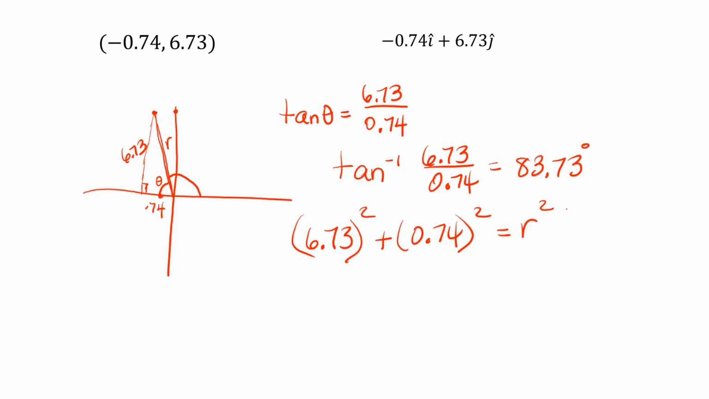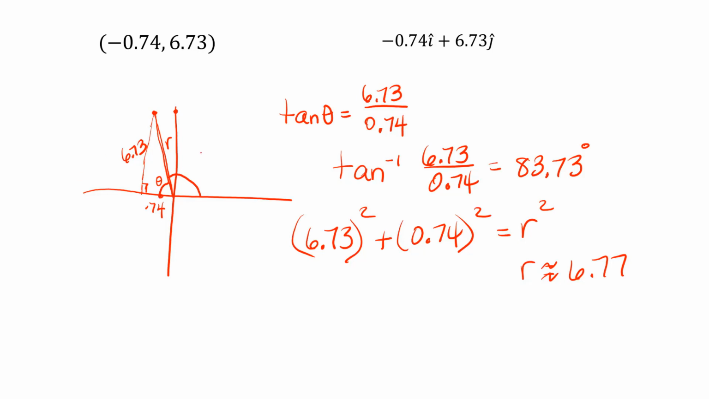6.73 squared plus 0.74 squared, hit equals, then hit the square root sign, and you get about 6.77 for r. So r would be about 6.77, and so you would write your final answer. But wait, what about that theta? Okay, that's not the theta we want, right?